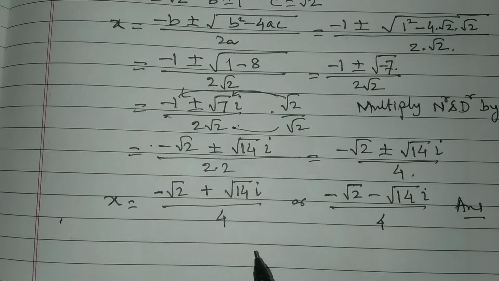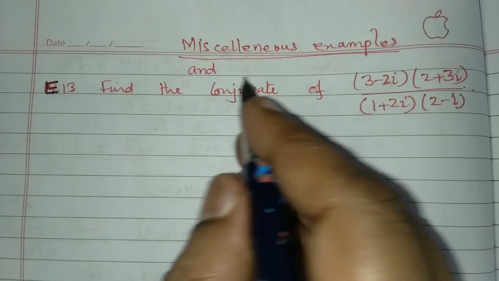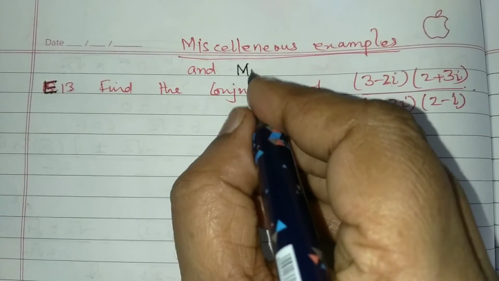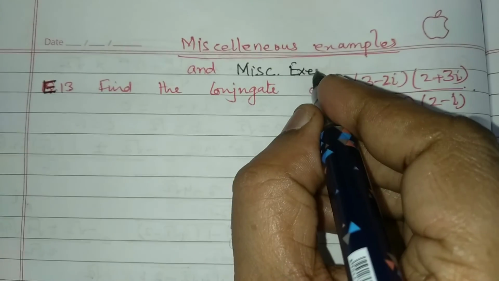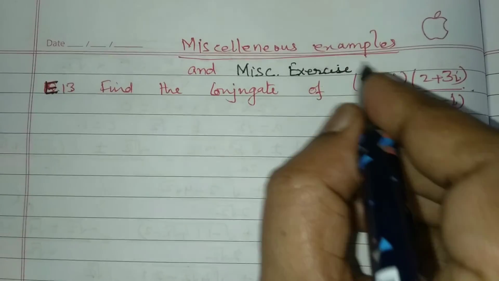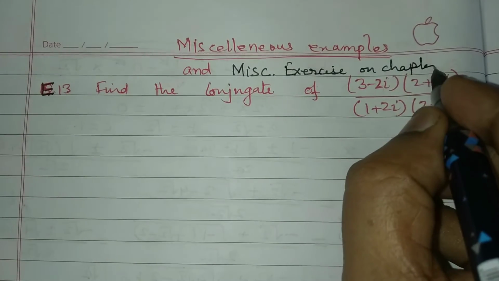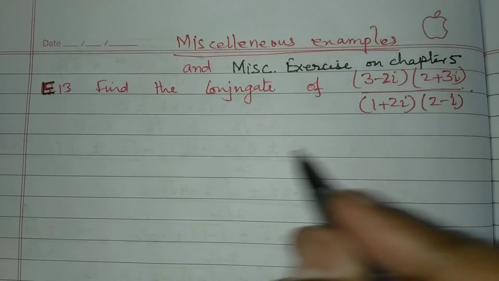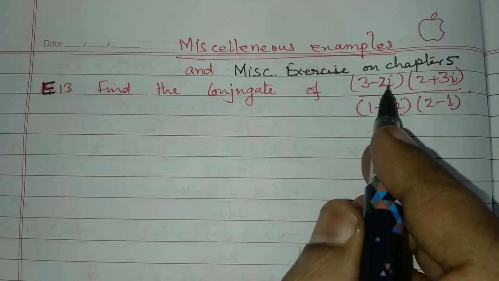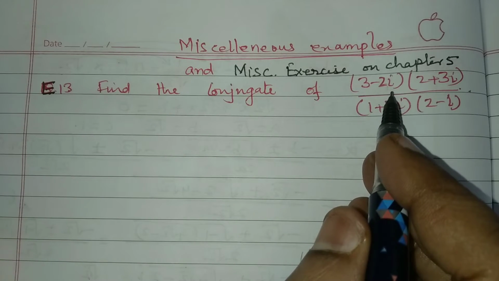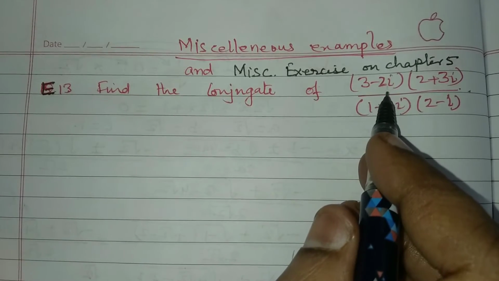5.3, which is the quadratic. Now this is the miscellaneous example, and now miscellaneous exercise on chapter 5. Now find the conjugate of this. This is a complex number which is not written in standard form. So first of all we will write this complex number in standard form by simplifying it, and then find the conjugate.